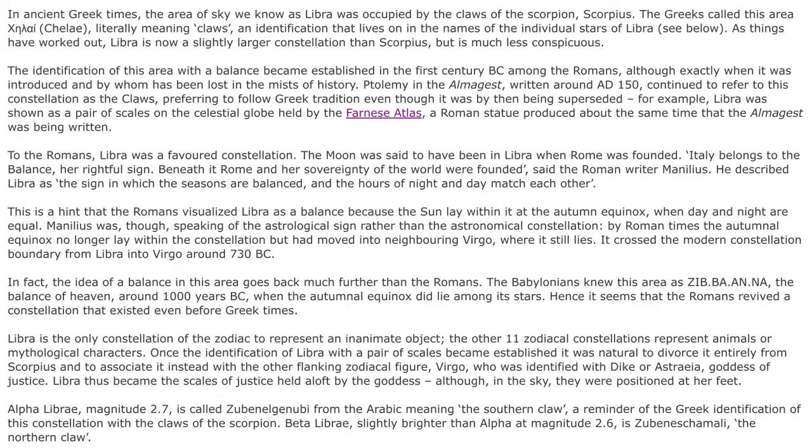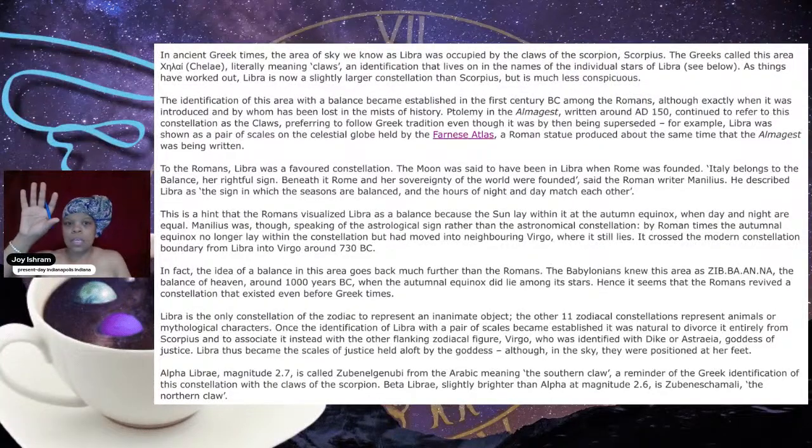And then in the second line, it goes on to say an identification that lives on in the names of the individual stars of Libra. So they renamed the Libra stars to accommodate the Libra sign, because the naming of the stars, they accommodate the zodiac sign. So not even did Scorpio lose its claw, it lost its namesakes within those stars. And they were renamed to complement Libra.